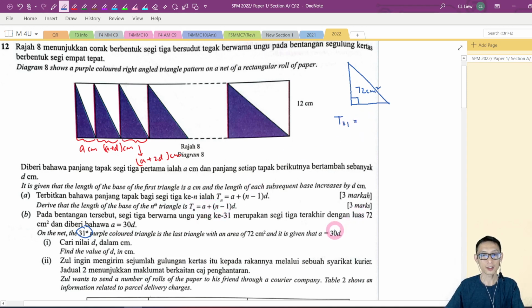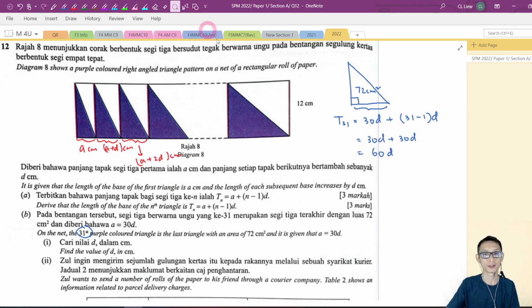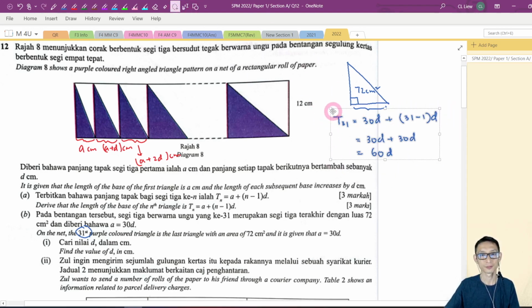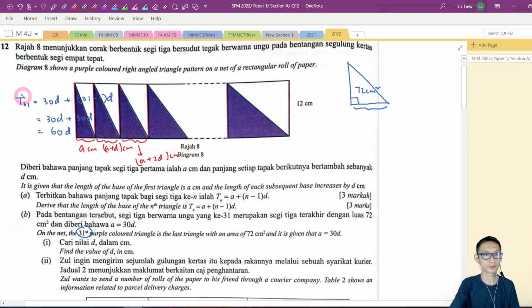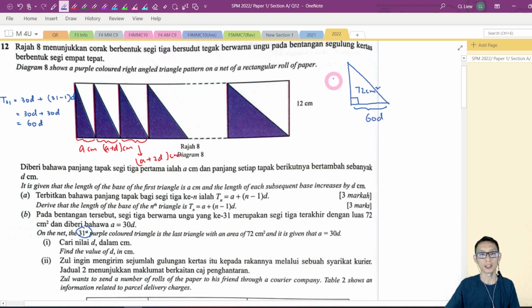a is 30d, so a plus (n minus 1), n minus 1 will be 31 minus 1, times d. This is 30d plus 30d, and we have 60d. So it means that the base length here is 60d. The height is given by the question, which is 12 centimeter. Can we get the d? It should be no problem, right?